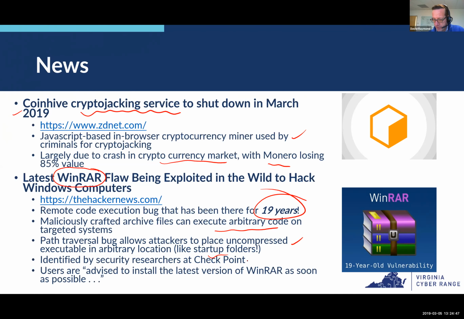It was identified by some security researchers at a company called Checkpoint. And what WinRAR says, obviously, is all users are advised to install the latest version of WinRAR as soon as possible, because if you don't, you could be vulnerable to this. So a very severe vulnerability has been resident in that software for 19 years. You may not have heard of it, but this is very widely used archiving software. It's an interesting story about vulnerabilities and how long they can remain in software.